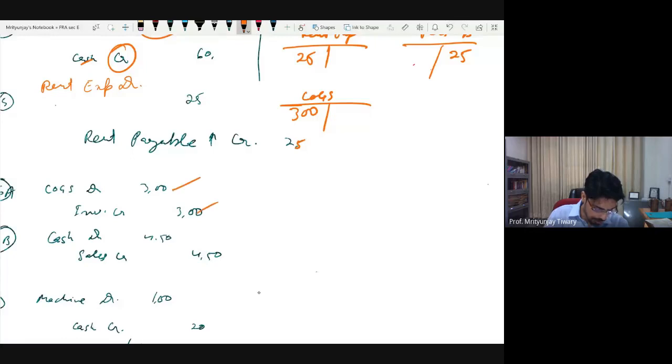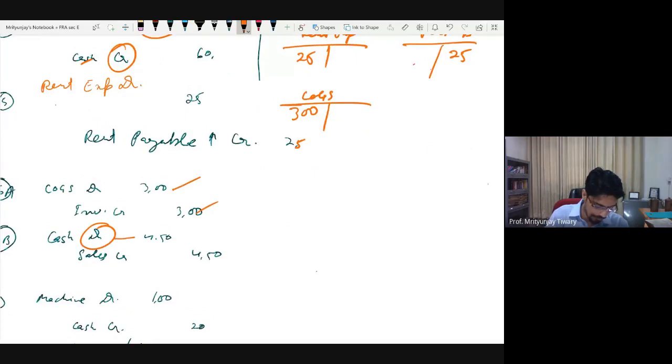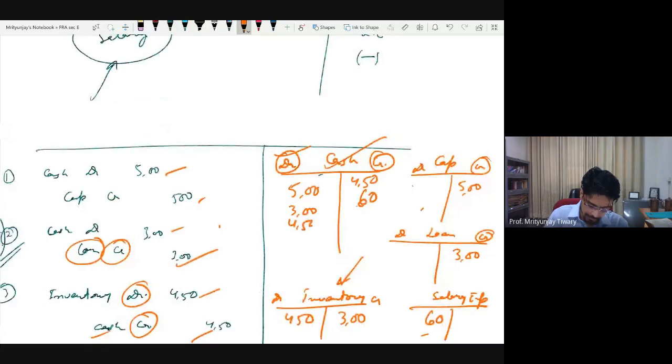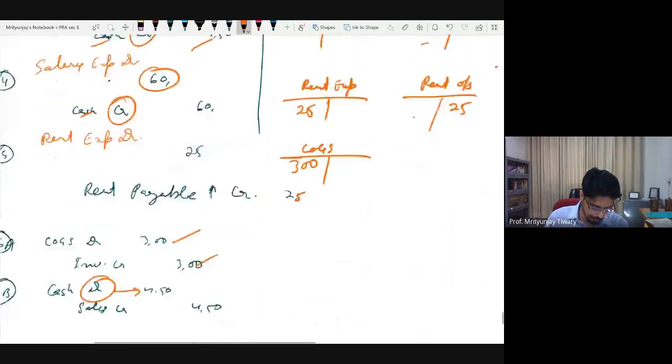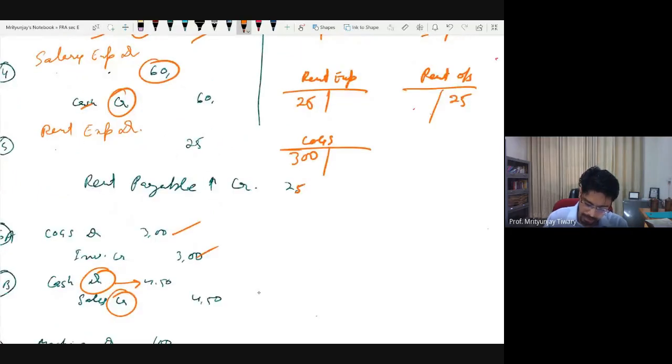Cash, so this is also done. Cash debit and sales credit. Do I have a cash T account? Yes. So put 450 on the debit side. Let's go to the debit side of cash and put 450 there. Next one says put sales on the credit side, 450. I don't have a sales T account so far, so I'll prepare it now. Sales T account, credit side 450.